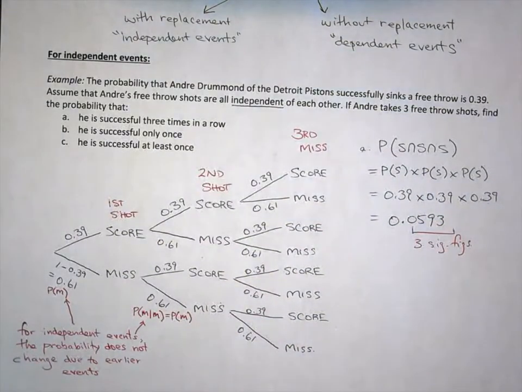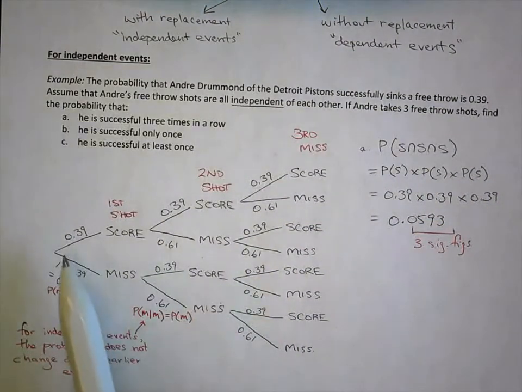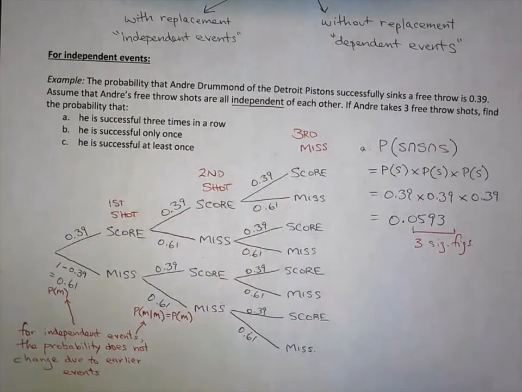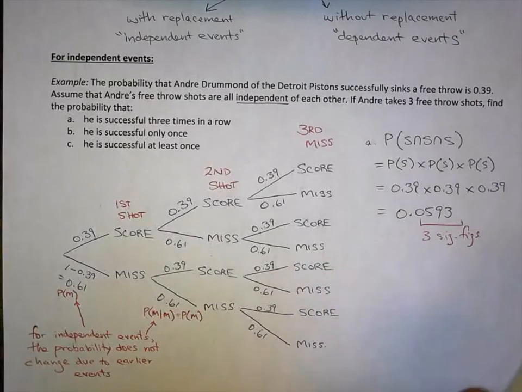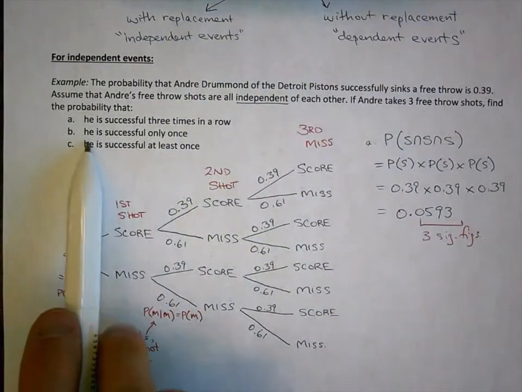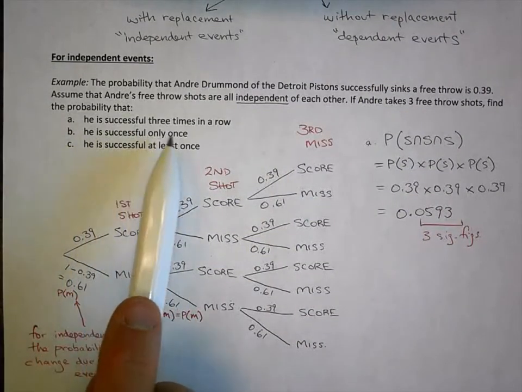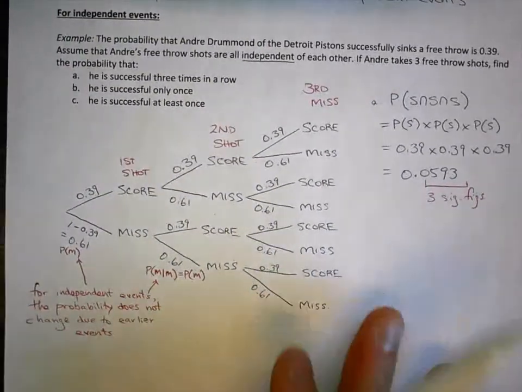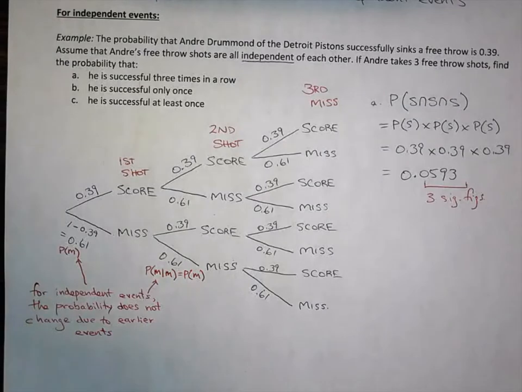Now, if you want to look at that on the tree, you could have seen that right here, right? Score, score, score, you multiply these 3 probabilities together. Okay, question B. What is the probability that he is successful only once? So look at our tree. Can you trace out some different possibilities where he's successful only once?